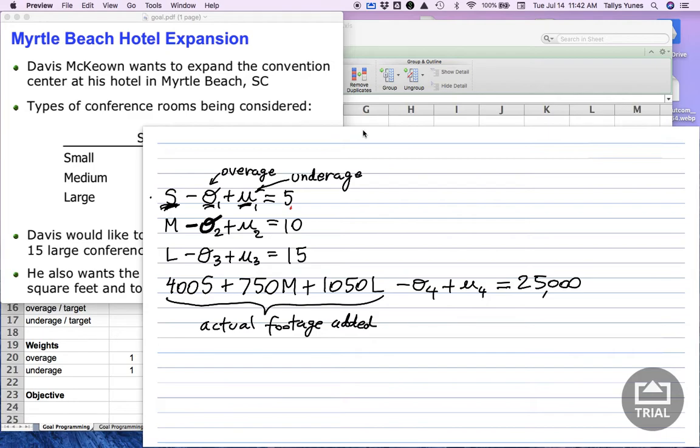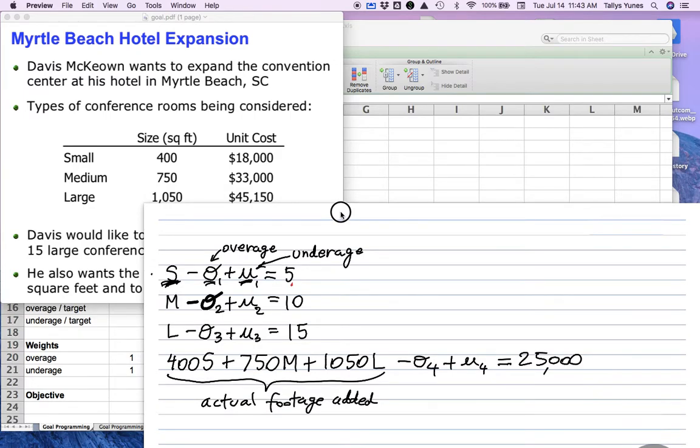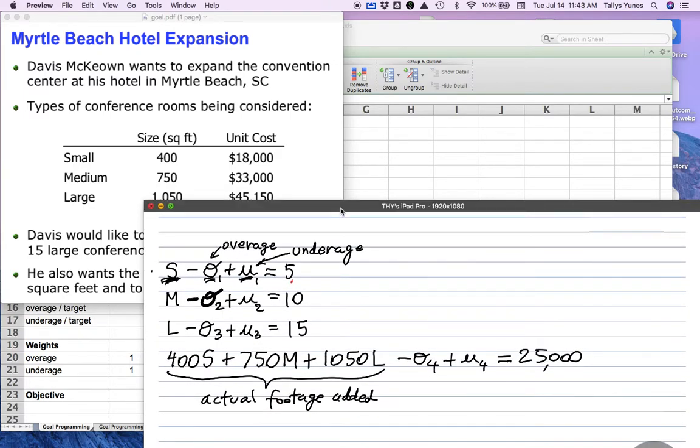The last constraint is going to be our cost, right? Let me see here if I can just slide this a little bit so that I can see. Okay, 18,000 for every small room, and then 33,000 for every medium, and 45,150 for every large. There could be an overage, there could be an underage, and the budget is 1 million.